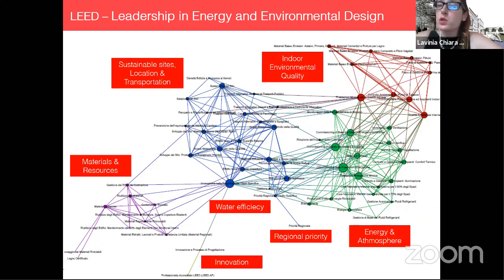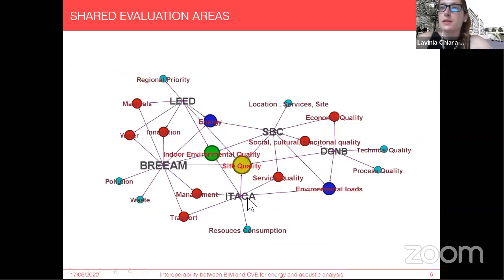So in this tool, the process is also to understand how to work on increasing sustainability by affecting different areas. And here we can also see that these different evaluation areas are shared between the different tools. For example, here we have energy and environmental loads that are common between the protocols that I mentioned before.